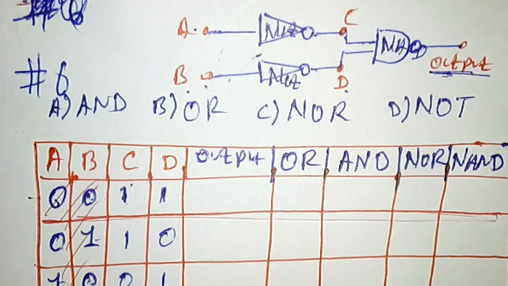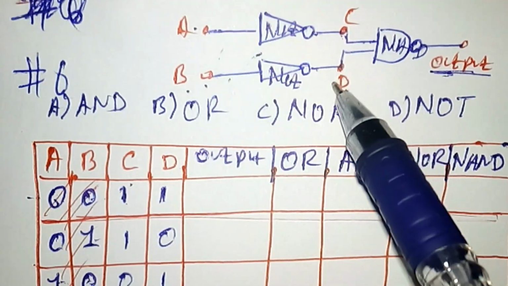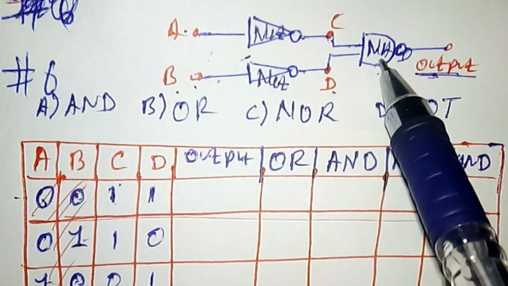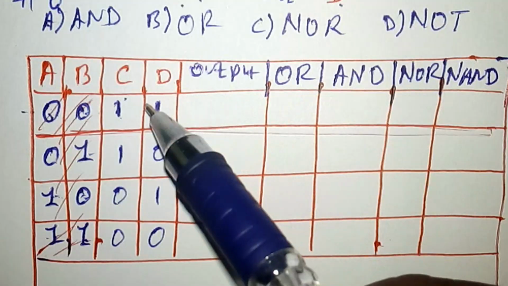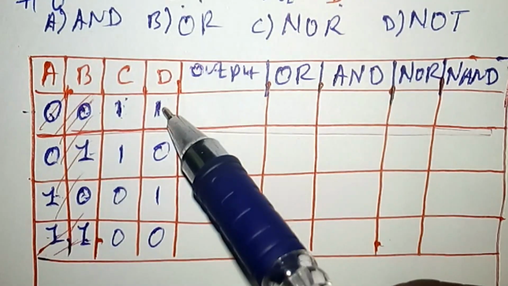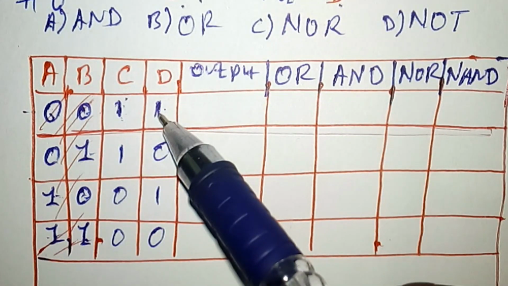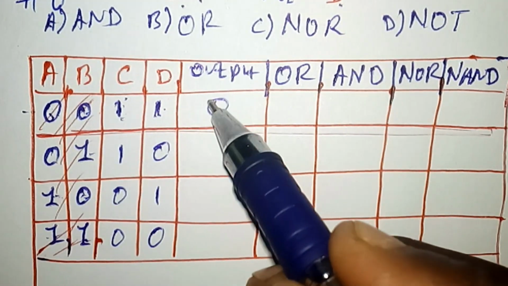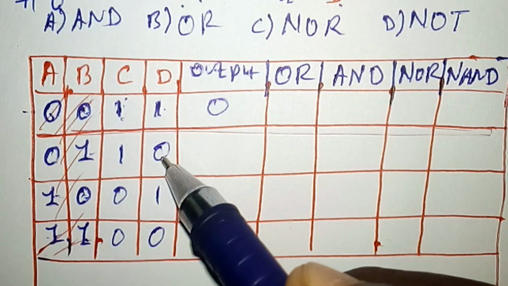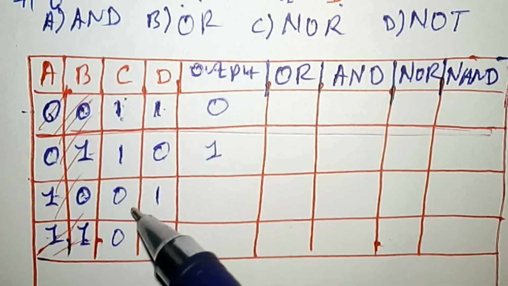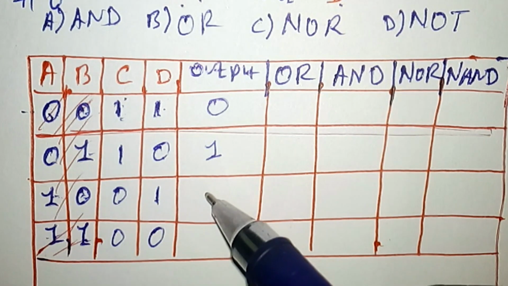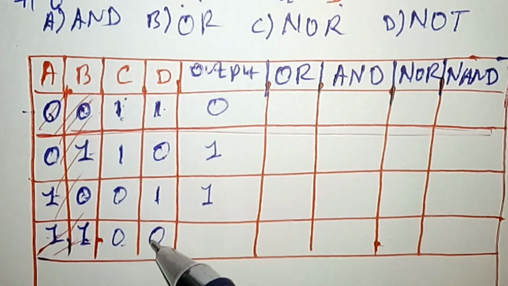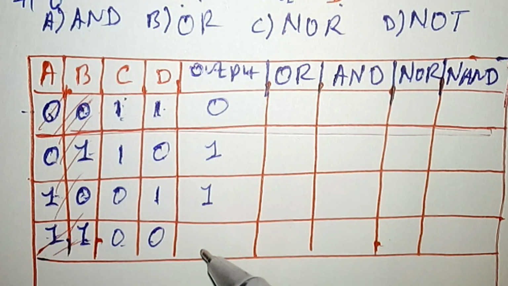So the output is the input from C and D, and it is considered as a NAND gate. So we have to consider the C and D combination. So 1 and 1 is 1, but the NAND is the opposite of AND, so we take the opposite: 1 NAND 1, or 1 and 1 is 1, and the opposite is 0. 1 and 0 is 0, but the reverse is 1. It is a NAND gate. 0 and 1 is 0, the reverse is 1, and 0 and 0 is 0, but the NAND is 1.